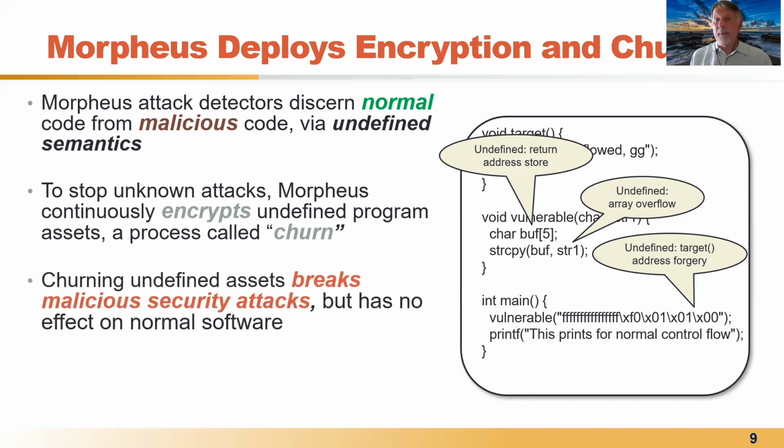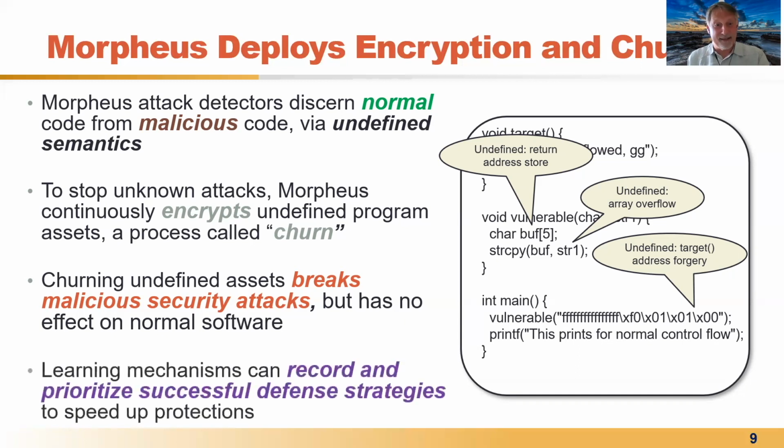By doing this, you end up breaking security attacks because the attacker goes, where is the return address? What is past the end of this array? How do I represent this pointer in a string? They don't know. They have to discover that information, and they have to discover that information before churn engages. Otherwise, it's completely a different solution. So churn really limits the rate, the amount of time they have to do this discovery process.